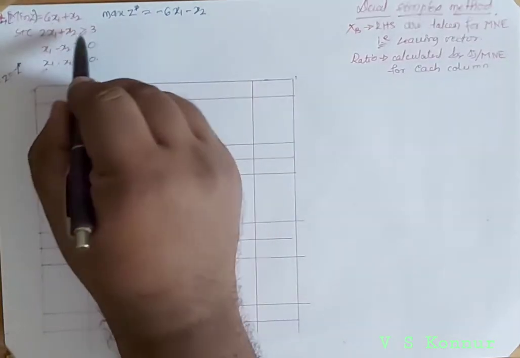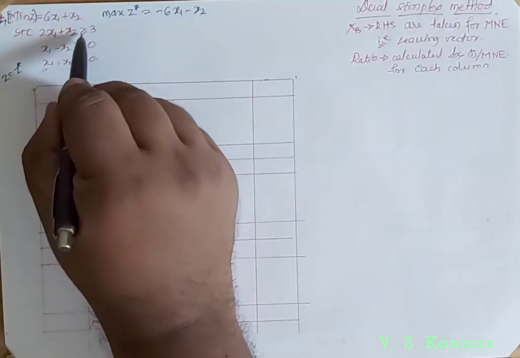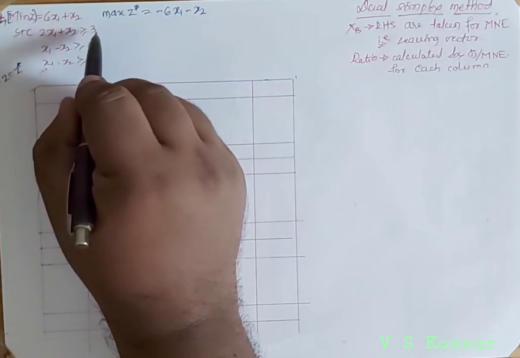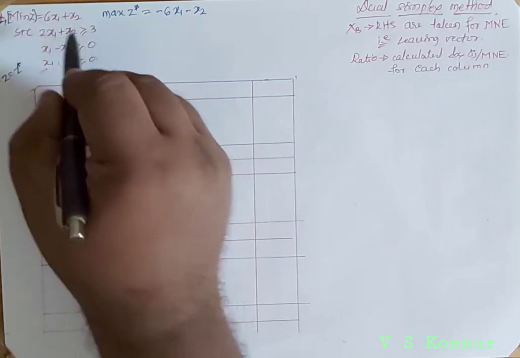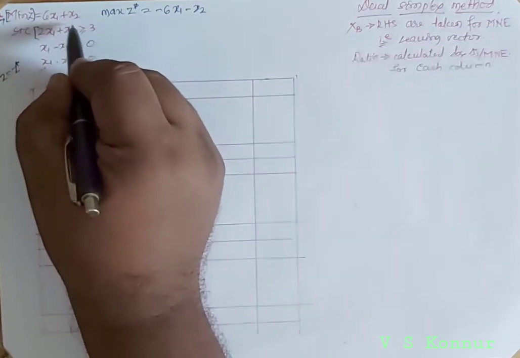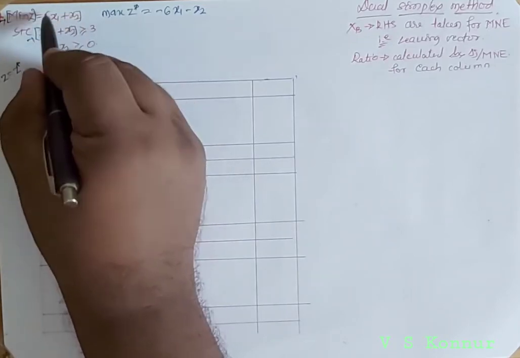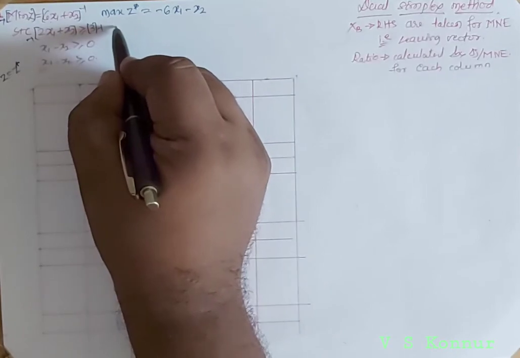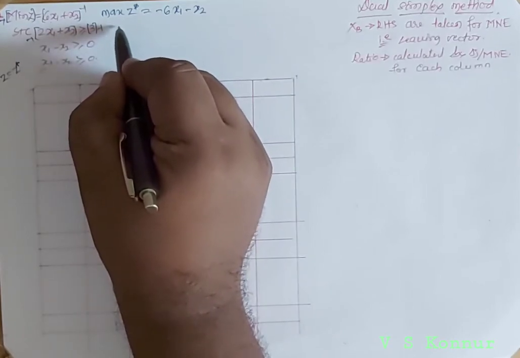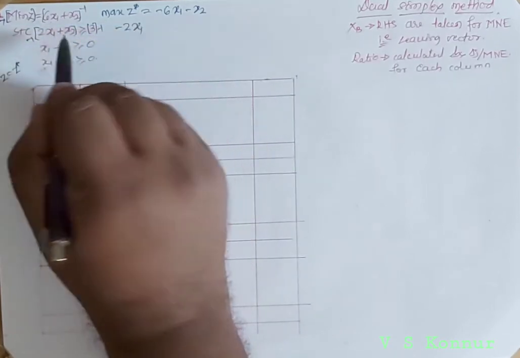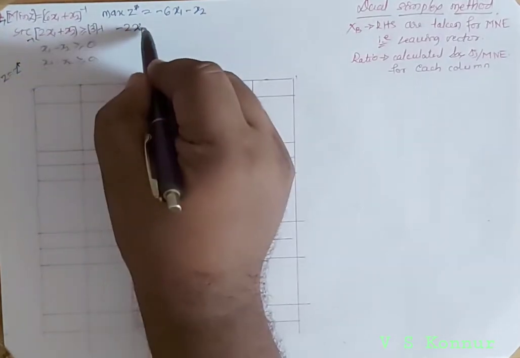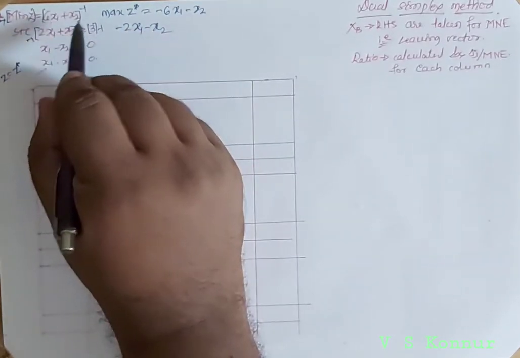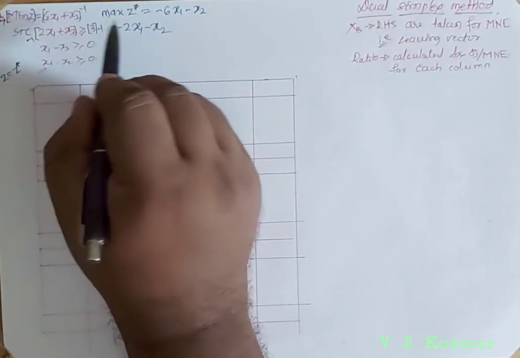Next, it is a greater than or equal to sign. When max of z is there, it should be converted into a less than or equal to sign. So multiplying by -1 on both sides. For this also we should multiply. So we will get minus 2x1 minus x2, changing from greater than or equal to into less than or equal to.